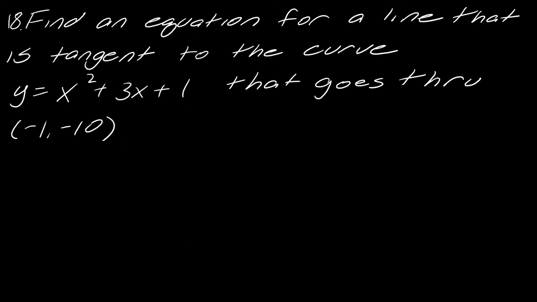Okay, we see tangent in this, so I know I'm going to have to take a derivative, so I'll get that out of the way. This becomes 2x plus 3. This represents the slope at a point on this graph, but I don't know what point I want from this graph.